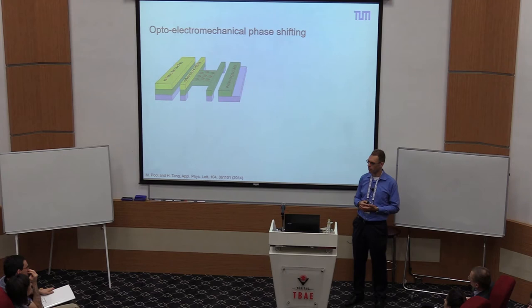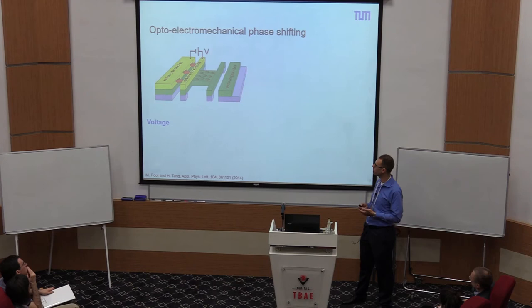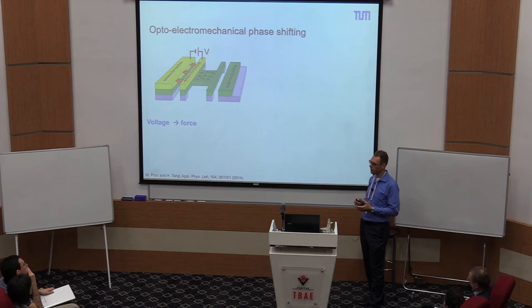Well, the idea is that we have our electrodes, and we can apply a voltage between these electrodes, thereby putting charge on both sides. There's an electric field, so these charges will be attracted, resulting in a force on our mechanical resonator. This force, of course, is going to displace the entire structure, changing thereby the gap between the waveguide to which the light travels and the mechanical structure.